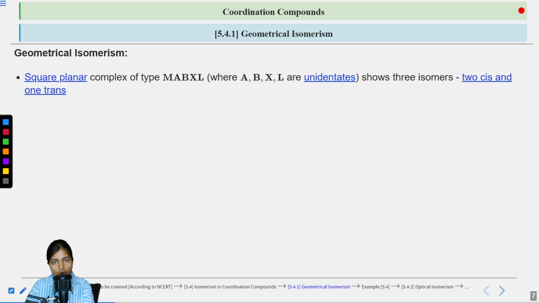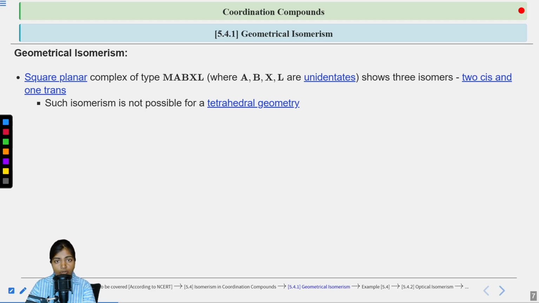Now consider a square planar complex of the type MABXL, where A, B, X and L are unidentates, so again only one donor atom is present in these ligands. If you have a square planar complex where the metal has four different types of unidentate ligands, they show 3 isomers in total, of which 2 are in the cis form and 1 is in the trans form. Such isomerism is not possible for a tetrahedral geometry. So it is a point to note that geometrical isomerism is not possible for a tetrahedral geometry.